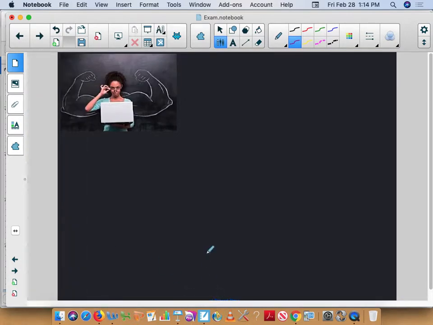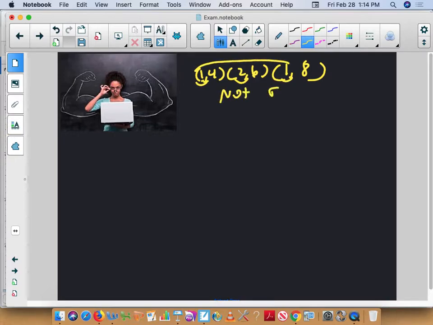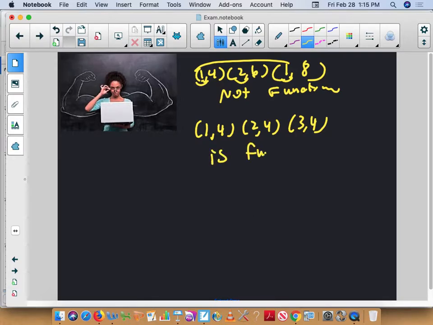All right, so if I have this list of points, 1, 4, 2, 6, 1, 8. Do you see how these x's are the same? That is not a function. But this is 1, 4, 2, 4, 3, 4. I see lots of 4s, girls, but it's still a function. This one is a function.